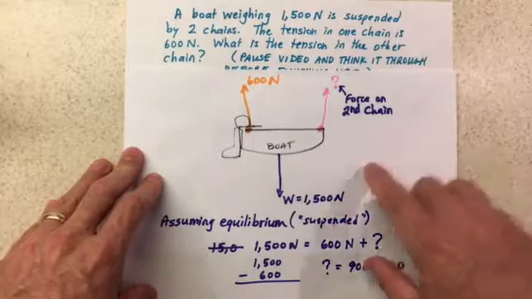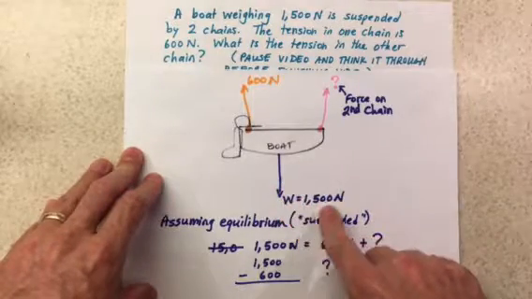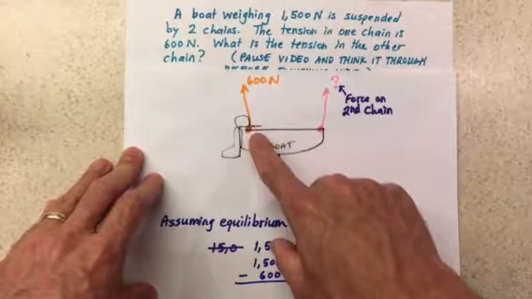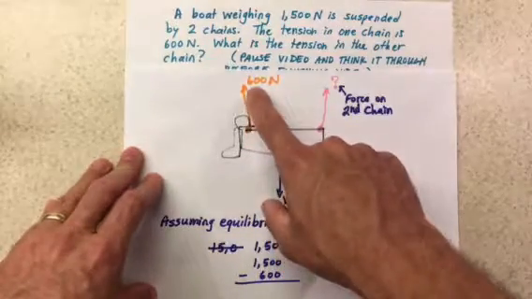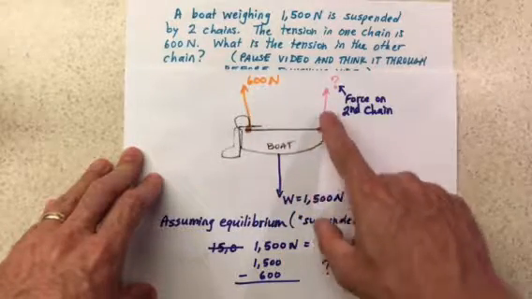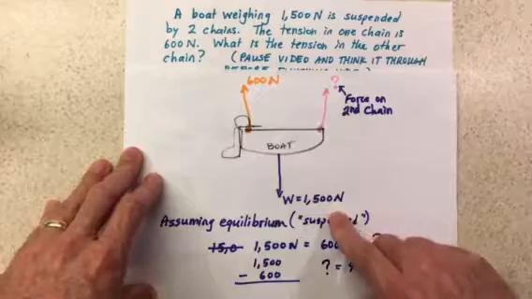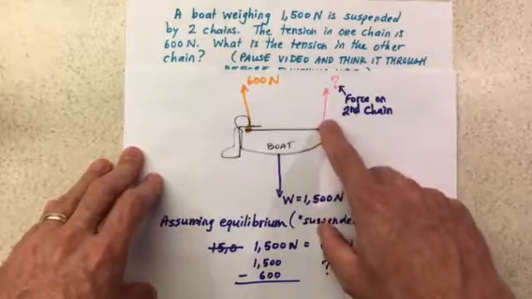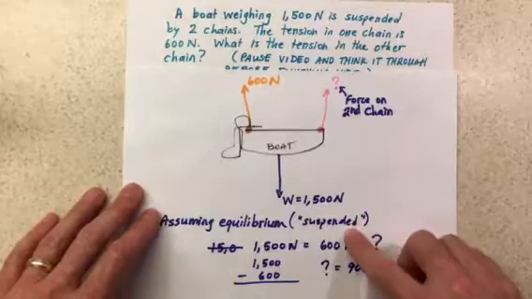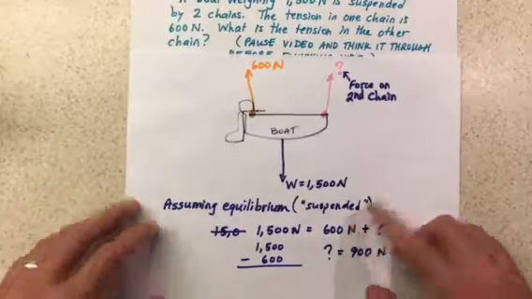So the question told us that the boat weighs 1,500 newtons, so that's always downward. We also know that one of the chains has a tension of 600 newtons, and that's going to be up. And so what's the force in the other chain, or the tension in the other chain? That's what we're trying to find out. So you can assume this thing is in equilibrium. It says the boat is suspended. So what do we know?